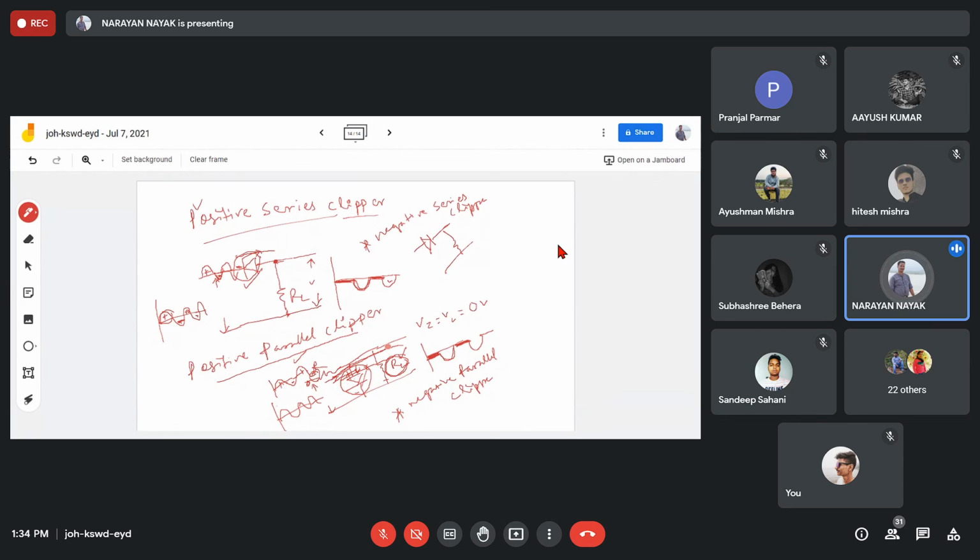So this is about your clipper circuit. Next class I will tell you how to get a clipper and clamper if you apply some bias voltage, meaning some external voltage. Clip means some portion of the input signal will be clipped. I will discuss this next class because today's time is over, so I'll stop here.